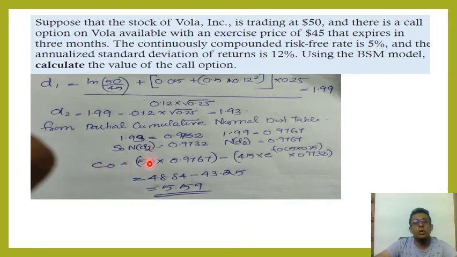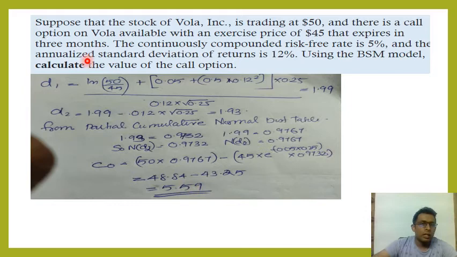The call option is equal to our stock price into N(d1) minus strike price into e raised to minus 0.05 into 0.25 into N(d2). So putting that formula, we'll get 48.84 minus 43.25, which is 5.59. Which is simple. Putting in the formula will give you the value of the call option. It is just that we'll have to remember all this formula by heart.